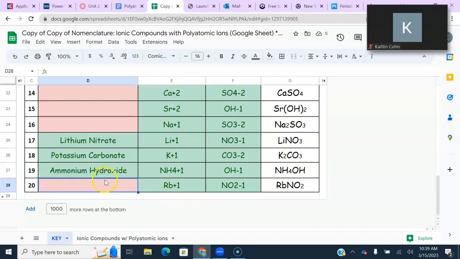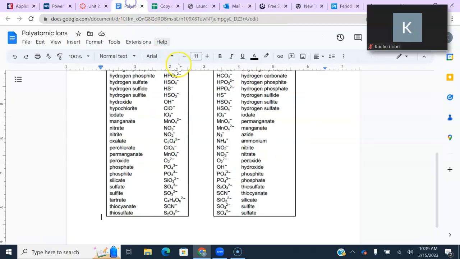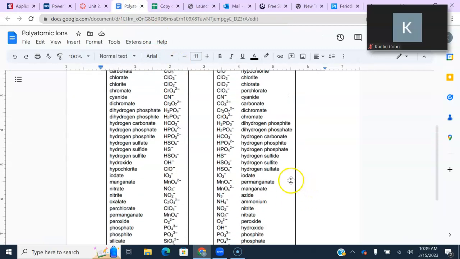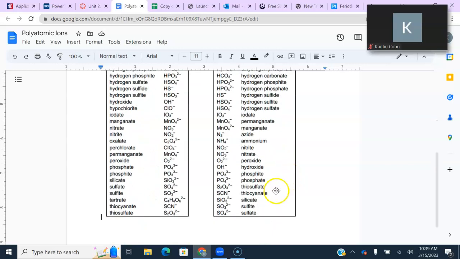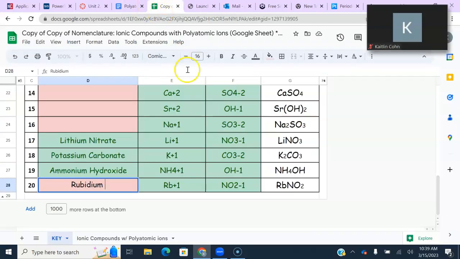And then let's do one more example. So this one is a metal and a polyatomic. So we're just going to go back to naming like we did 17 and 18. So Rb is rubidium. So I'm going to write rubidium. And then NO2, it's a polyatomic. Got to use my chart. So let me see. And NO2 is right here. It's nitrite with an ITE. So nitrite.